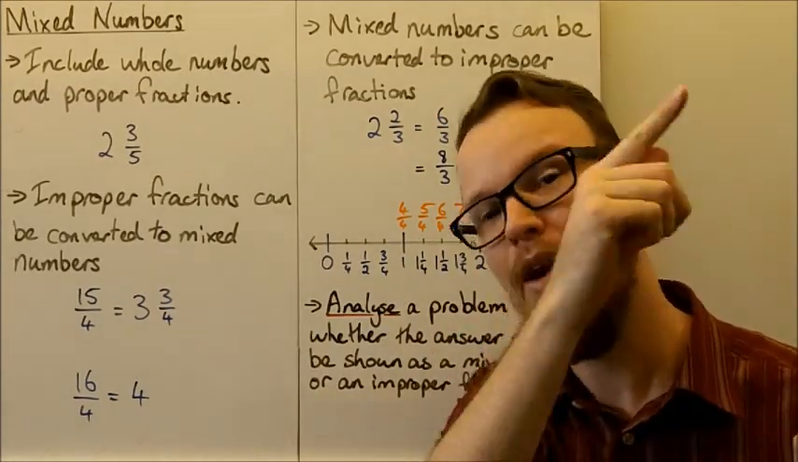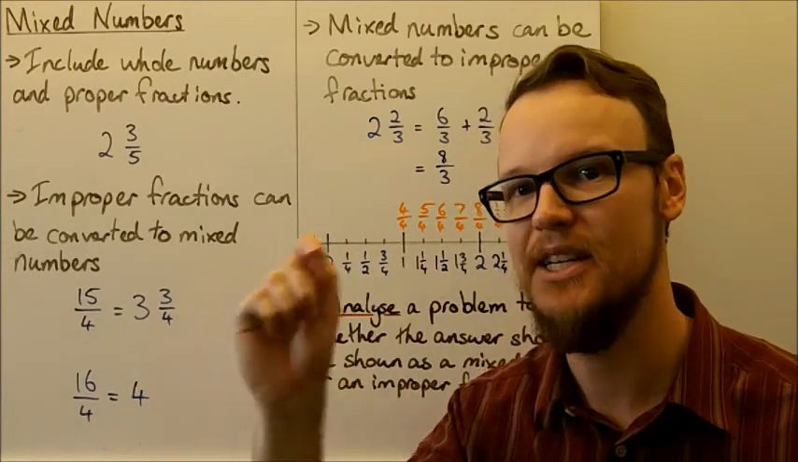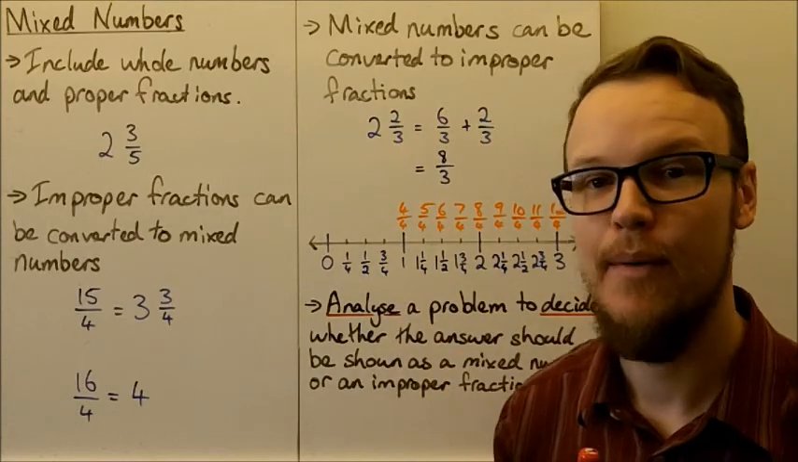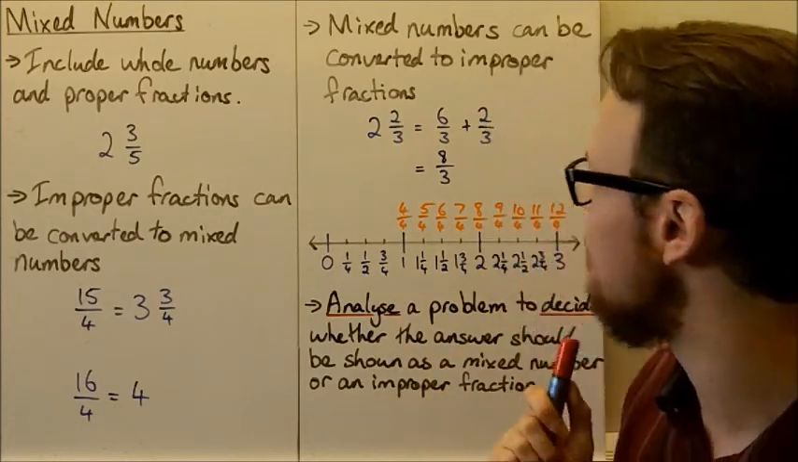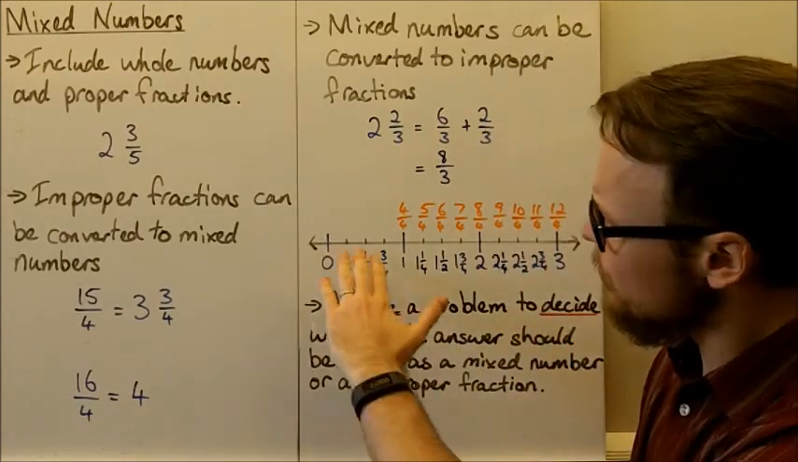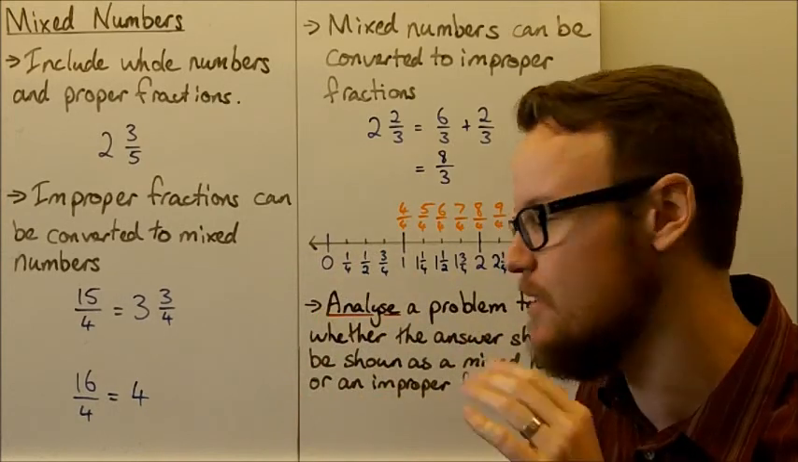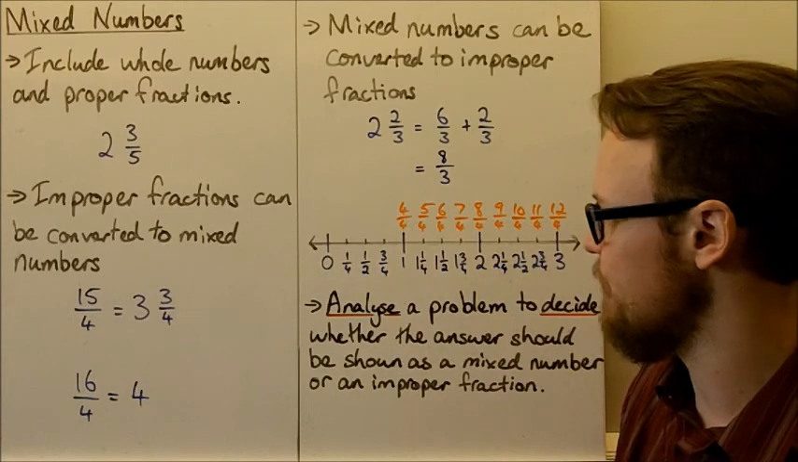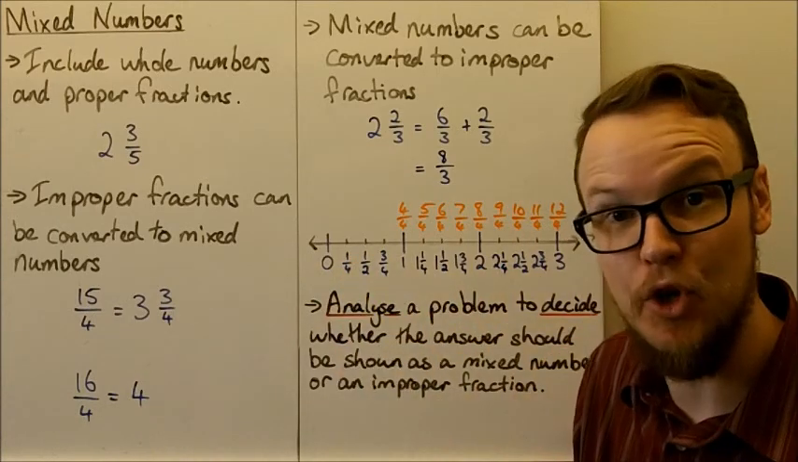So if I've got 6/3 from those first 2, and I add those 2/3, that's 8/3 in total. I can count them all up: 1, 2, 3, 4, 5, 6, 7, 8. 8/3. So I've converted that mixed number to an improper fraction. We can represent mixed numbers and have a look at what they look like on a number line. So here I've got a number line going from 0 to 3, and I've divided it up into quarters.